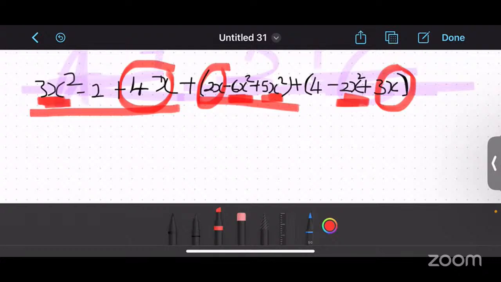Guys, what are other like terms? Ma'am, the 4 and the 6x to the power of 2. The 6x to the power of 2 won't be a like term to 4 because the 4 doesn't have x to the power of 2, okay? Ma'am, is it a -2? Yes, so it's going to be -2.